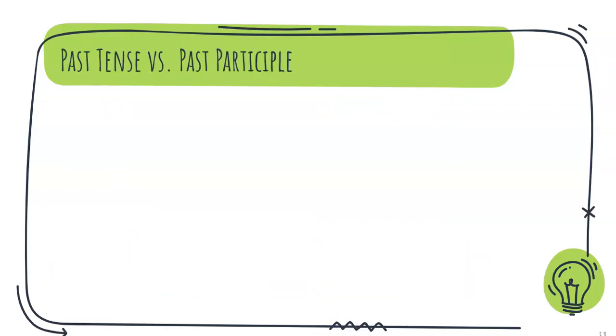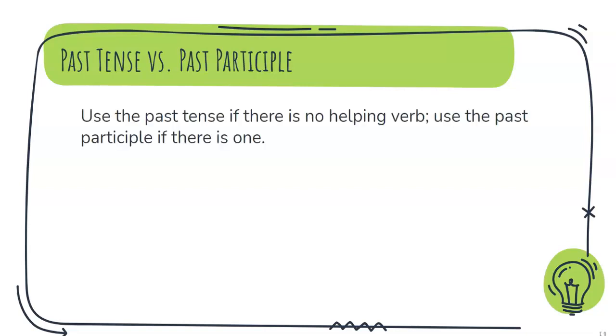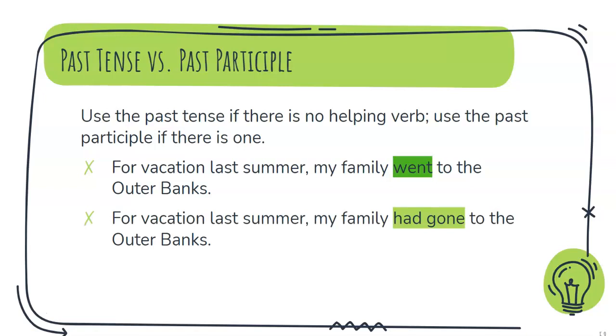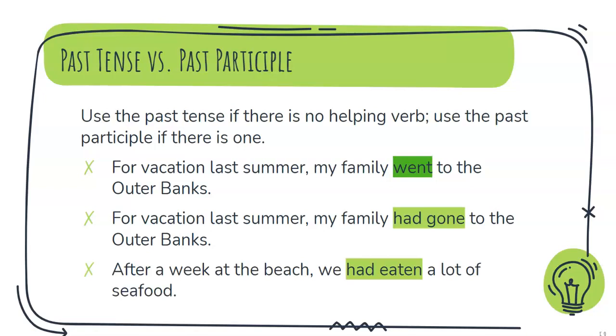It's easy to get confused about when to use the past tense and when to use the past participle. One simple guideline is to use the past tense if there is no helping verb, and to use a past participle if there is one. For vacation last summer, my family went to the Outer Banks. Uses the past tense of go, which is went. The past participle would be my family had gone to the Outer Banks. After a week at the beach, we had eaten a lot of seafood. Uses the past participle.